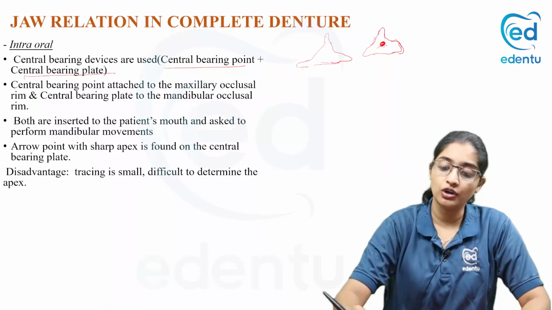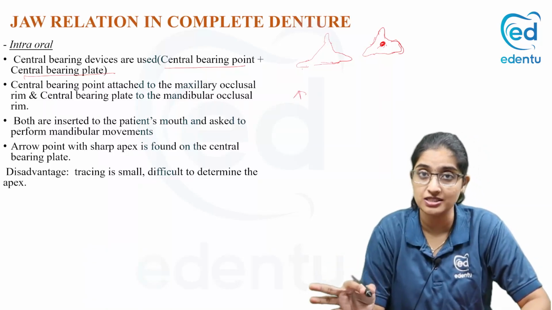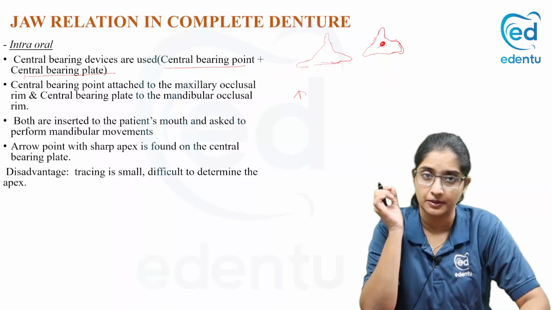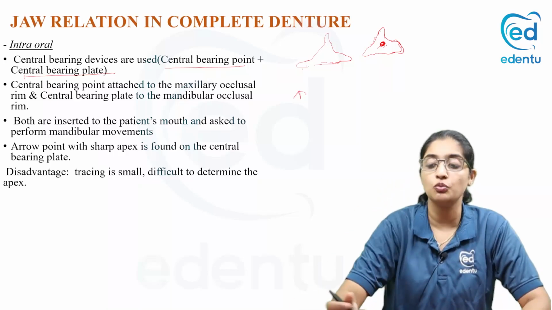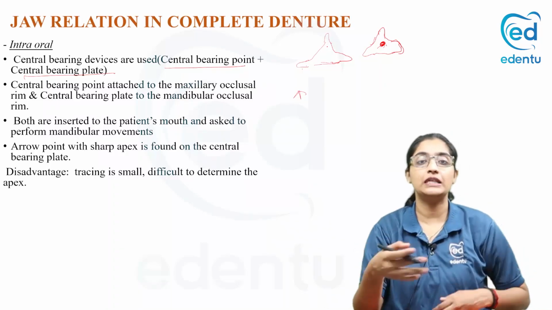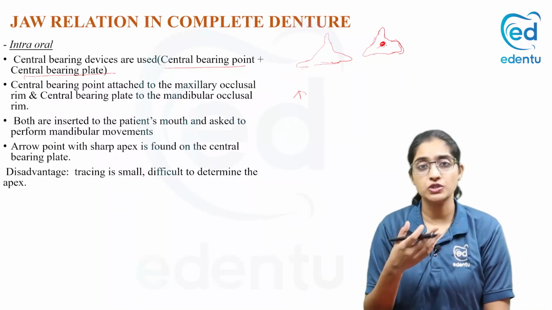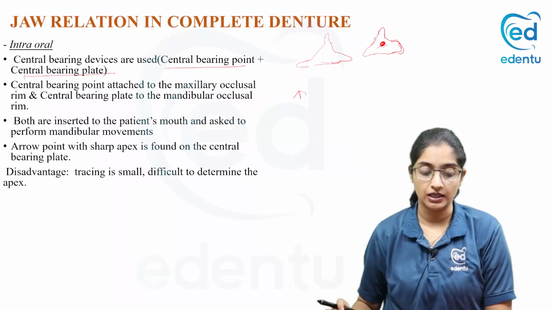Now, so intraorally also this arrow is going to be formed. Major disadvantage is that it is going to be a very thin tracing. Okay, a small thin tracing. So, mostly what you do is you paint the plate with some material like maybe thinned out plaster or some very loose paint so that this marking can be seen.